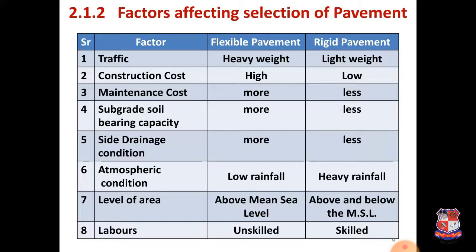Seventh factor is level of area, or area level compared to mean sea level. When the area's level is much above mean sea level, we select flexible pavement, and when the area level is below or above, in both conditions, rigid pavement is selected.